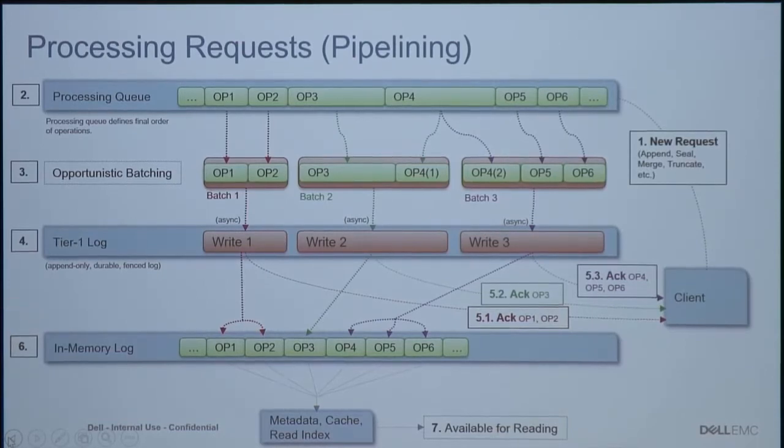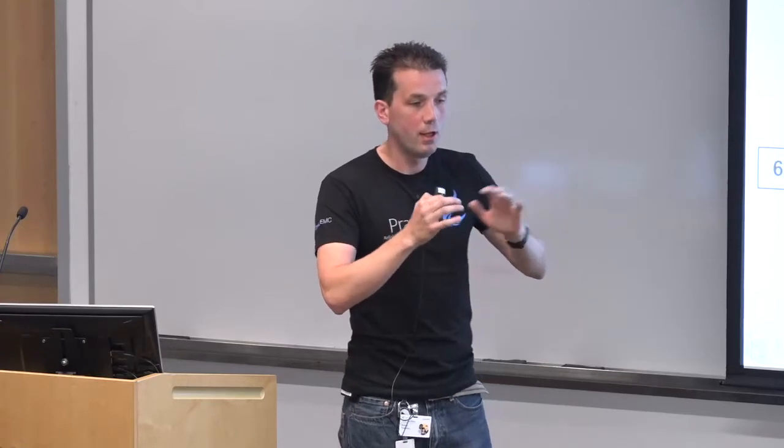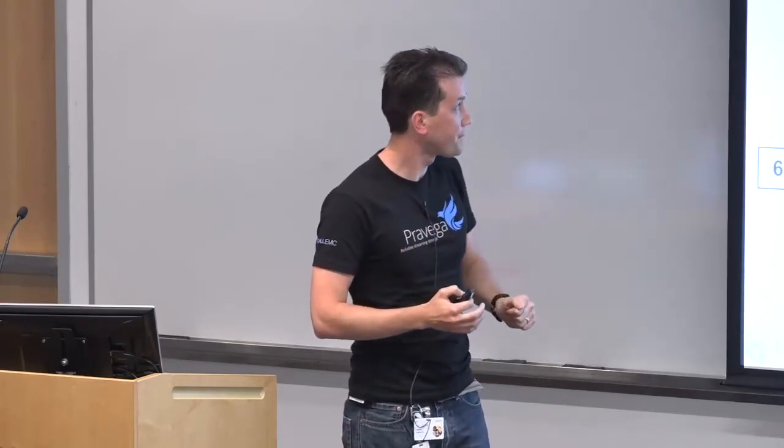of the operations. Then we perform opportunistic batching. What does this mean? It means we pick up the operations from the queue, and as long as there are other operations waiting in the queue, we're going to keep adding them and processing them as much as we can. But if there's only one of them waiting in there, there's nothing else, we're not going to do any sort of waiting. We're just going to go and ship it and write it to tier one.